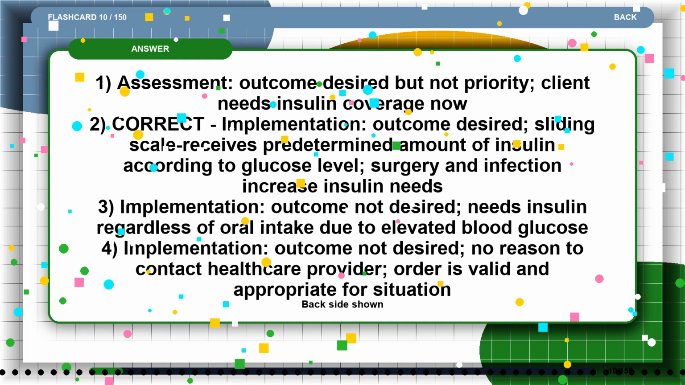The answer is 1. Assessment. Outcome desired, but not priority. Client needs insulin coverage now. 2. Correct implementation. Outcome desired. Sliding scale receives predetermined amount of insulin according to glucose level. Surgery and infection increase insulin needs. 3. Implementation. Outcome not desired. Needs insulin regardless of oral intake due to elevated blood glucose. 4. Implementation. Outcome not desired. No reason to contact healthcare provider. Order is valid and appropriate for situation.